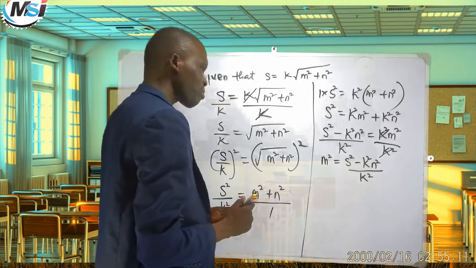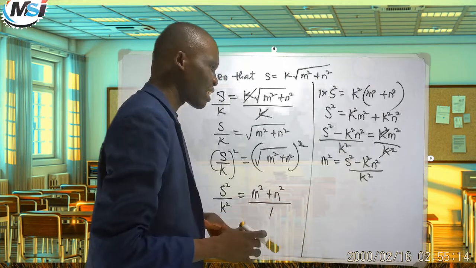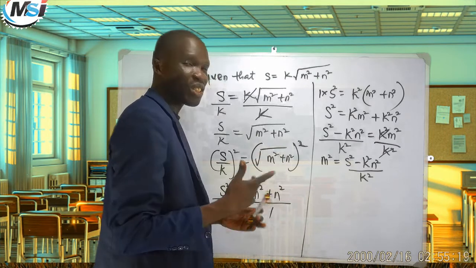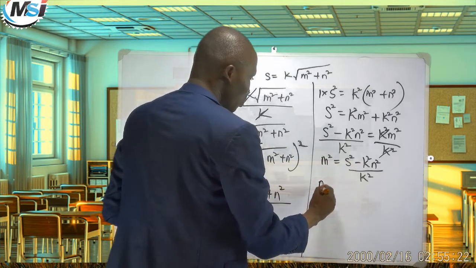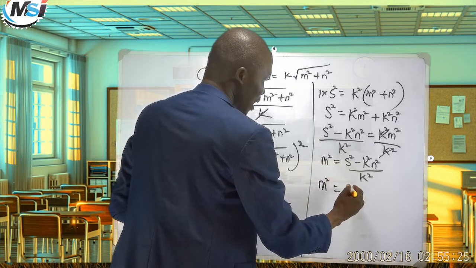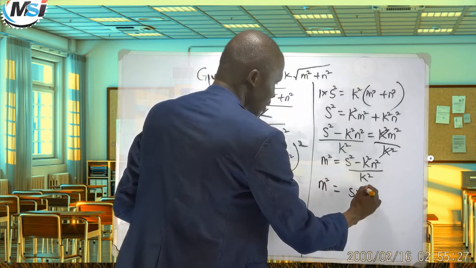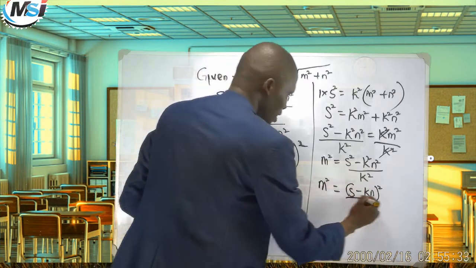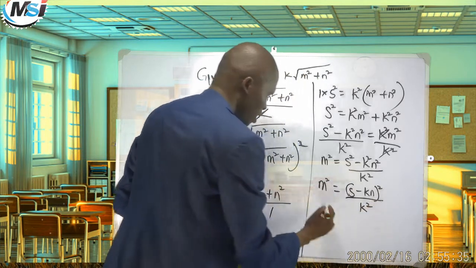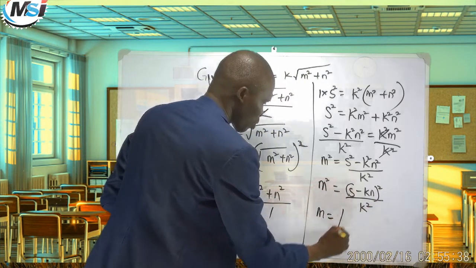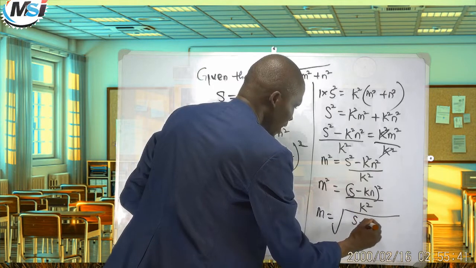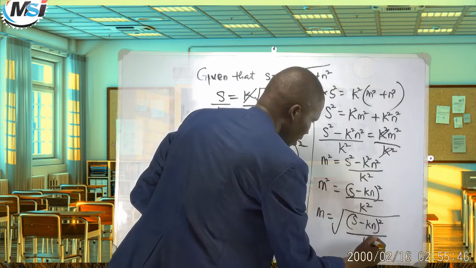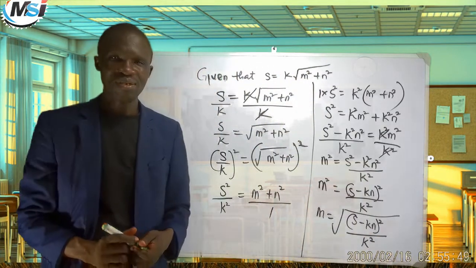Now from here you can see that there are a lot of squares here, so we can limit the squares. So what are we going to do? m squared will give us x minus k n, squared, right, divided by k squared. So m will give us the square root of x minus k n squared divided by k squared. I believe you understand that, right?